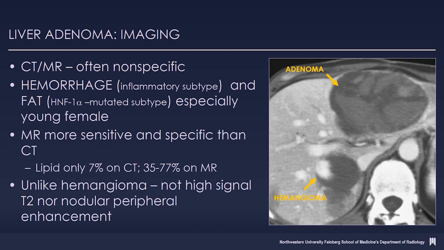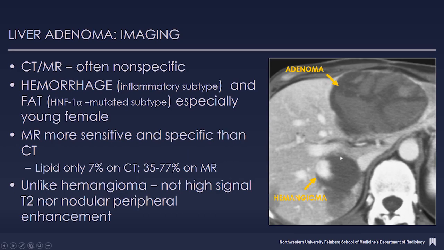And as I mentioned, I think MR is more sensitive and specific than CT because lipid is only seen about 7% on CT, while it's seen in about 1/3 to 3/4 on MR. And unlike hemangiomas, it doesn't have, as I mentioned, the high signal intensity on T2, nor the peripheral nodular enhancement.